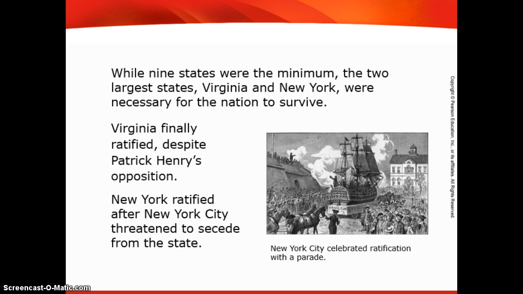While 9 states were the minimum, the 2 largest states, Virginia and New York, were necessary for the nation to survive. Overall, the 4 states that held out were Rhode Island, New York, Virginia, and North Carolina. New York finally ratified, but not because of the Federalist Papers. The reason they ratified was because New York City threatened to leave the state. Not unusual that New York City views things differently than the rest of the state.